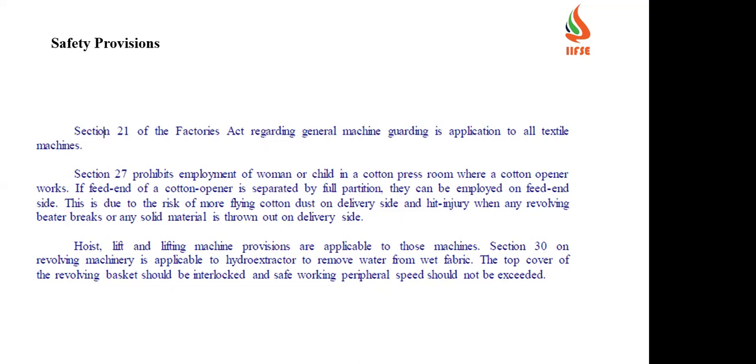And also, section 30 on revolving machinery is applicable to the hydro extractor to remove the water from the wet fabric. This hydro extractor, what will happen? It takes out the excess water content in the fabrics. So the top cover of the revolving basket. So how will it remove? By revolving the fabric, it will take out the excess water in the fabric. So always the cover should be in a closed condition.